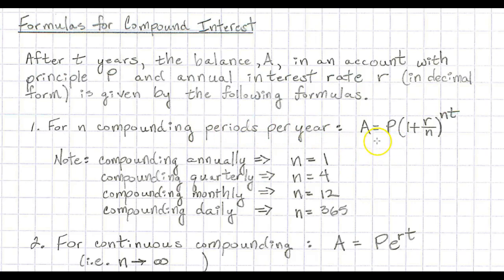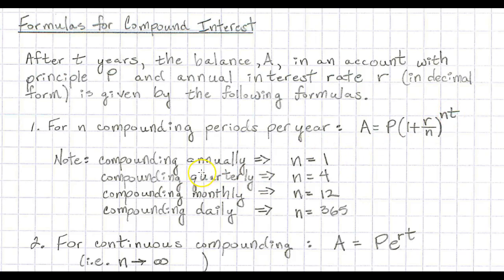The formula is this: A equals P, the principal, so the amount in the account is the principal times the quantity 1 plus the interest rate in decimal form divided by the number of compounding periods, all raised to the quantity nt, the number of compounding periods per year times the number of years.